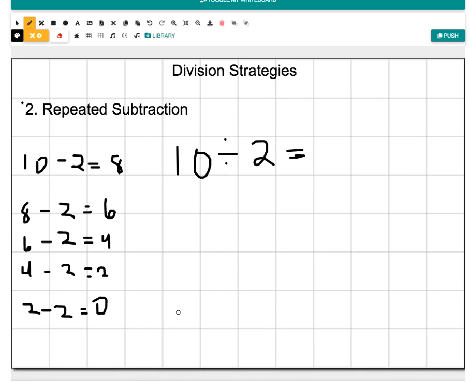After I get to 0, I'm going to stop, and I'm going to count how many times I had to subtract. I had to subtract 1, 2, 3, 4, 5. However many times you had to subtract, that is going to be your answer. So my answer is going to be 5.